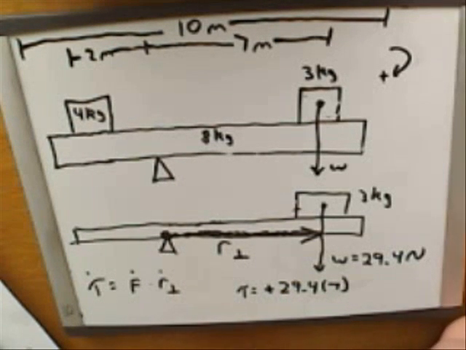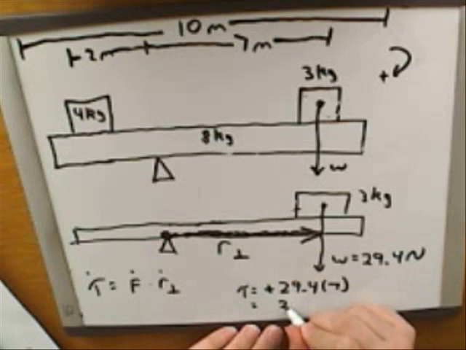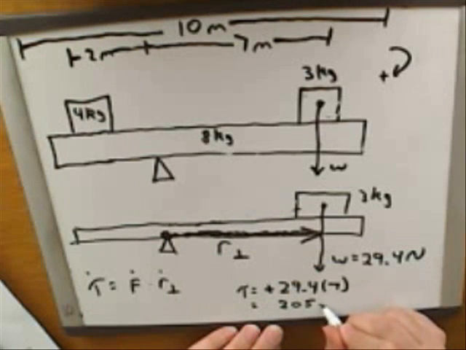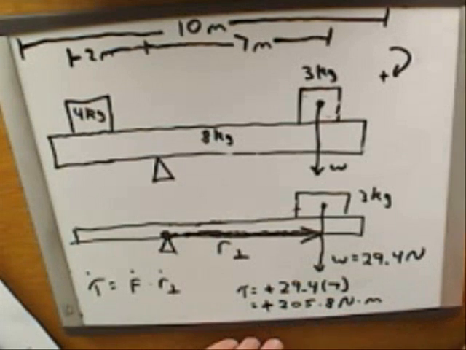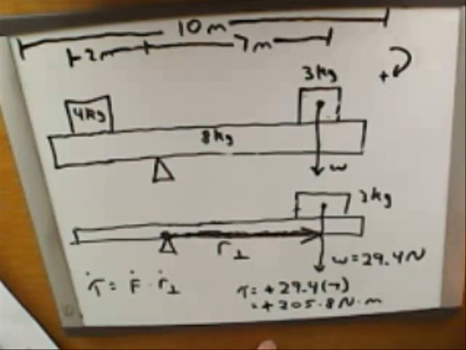Times 7. 205.8 Newton meters. Good. Positive or negative? Positive. We already decided that would be positive. Okay, good. All right, good for us. We figured out the torque from the weight of the 3 kilogram object.